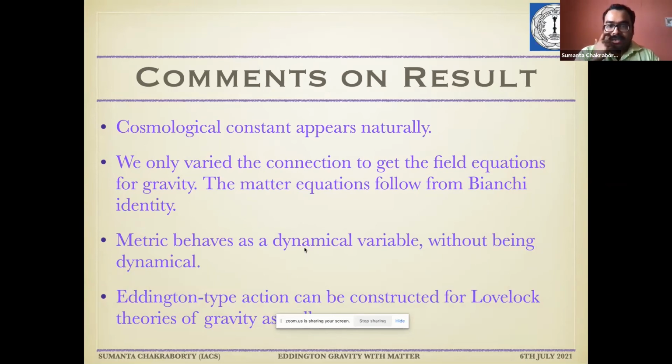And this is something which is very akin to the thermodynamic aspects of gravity, where the metric has a thermodynamic meaning, and therefore it should come from some more fundamental degrees of freedom, and it should not be considered as dynamical in a true sense. Secondly, the similar action which we have written for the case of Eddington type gravity can be constructed for other modified theories of gravity, in particular for Lovelock theories of gravity as well. And as we have shown, all of that is possible, and you get exactly the field equations for Lovelock gravity arising out of this.